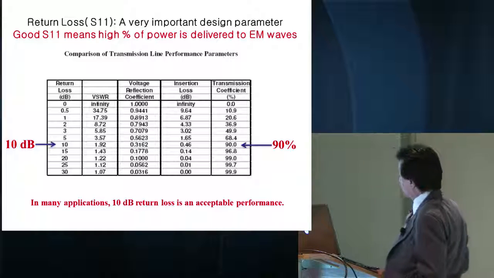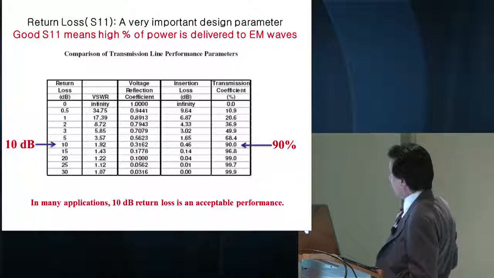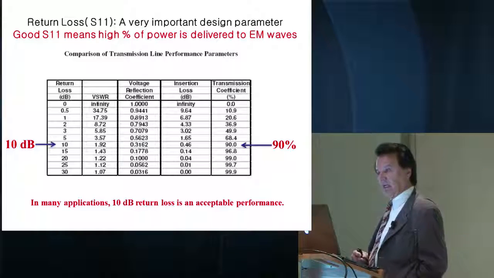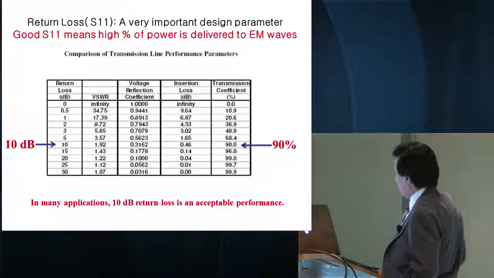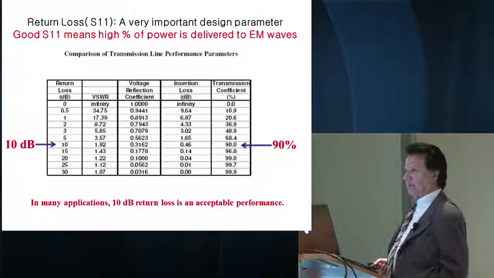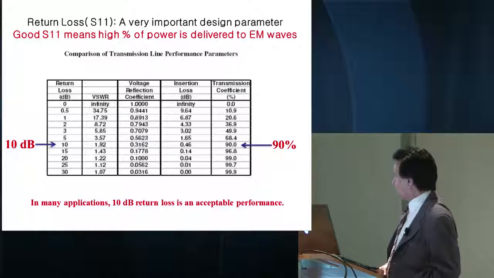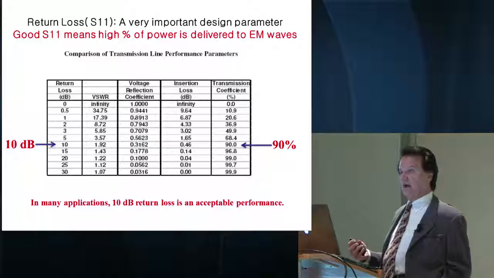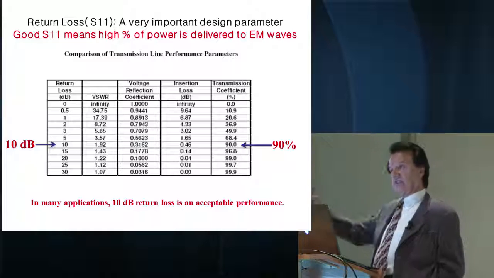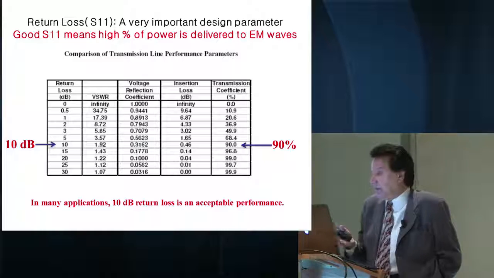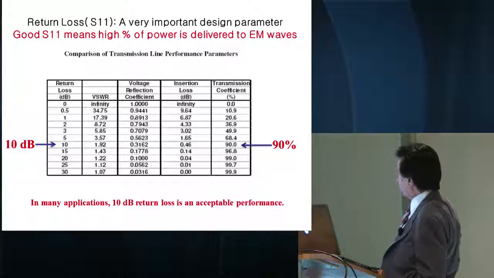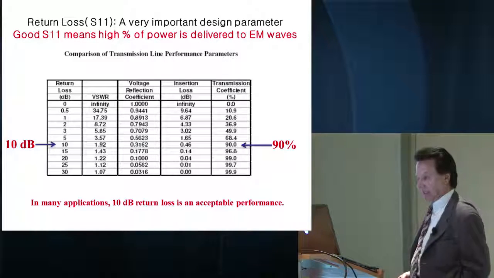If you look at this chart, this shows the return loss in dB. This is the percent of the power transmitted or delivered to the electromagnetic waves. As you all know, typically 10 dB return loss is a good reference point, and the reason is that it tells you about 90% of the power that you have generated gets delivered to space waves. Probably in many applications you want to do even better. If you go to 20 dB S11, 99% gets delivered.